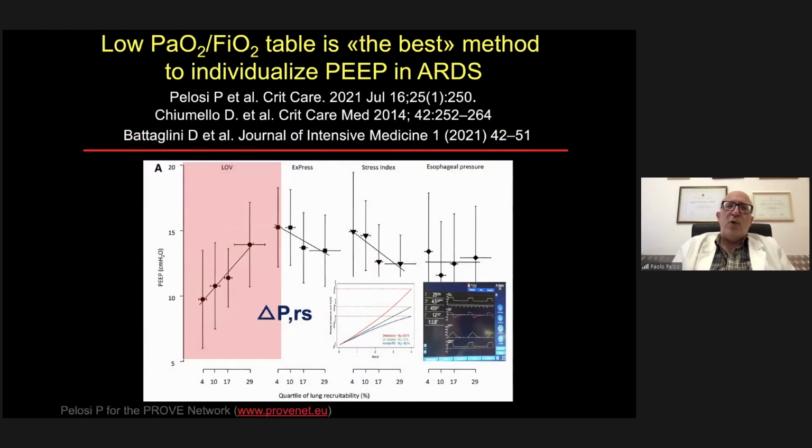We know that using the low PEEP table is the best method to individualize PEEP in ARDS. You see here that if we use this method, patients who are more recruitable are likely to have a higher level of PEEP, but not above 15 centimeters of water, and patients less recruitable have a lower level of PEEP. While other methods like driving pressure or stress index present a different association, so higher PEEP in less recruitable and lower PEEP in more recruitable, while esophageal pressure was not associated with any change.